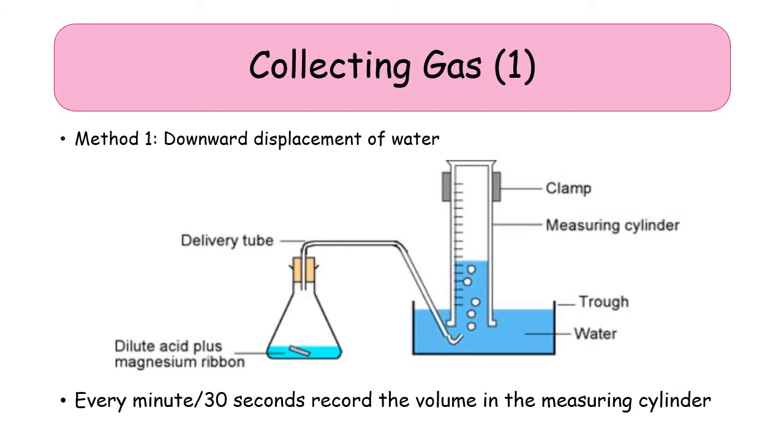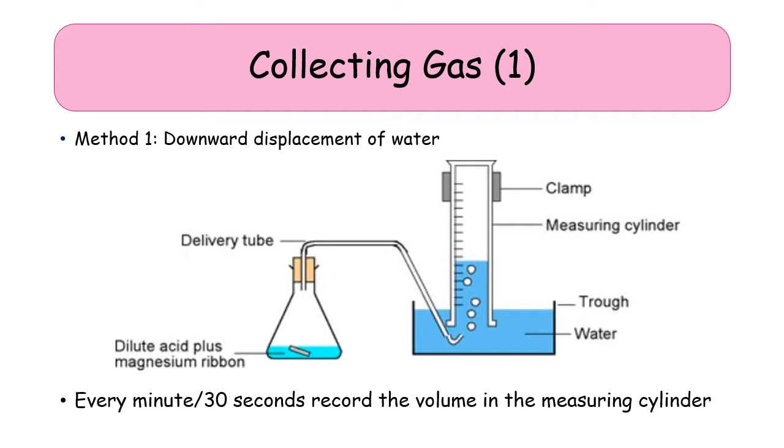So when it comes to collecting gas, this is the experiment that you get to do in S3 and again usually in S4 for measuring rate of reaction. And this is collecting gas via downward displacement of water. Downward displacement of water just means you've got a measuring cylinder filled with water. As the gas is produced by the reaction, the gas pushes the water down and fills up the measuring cylinder. That's all downward displacement means.